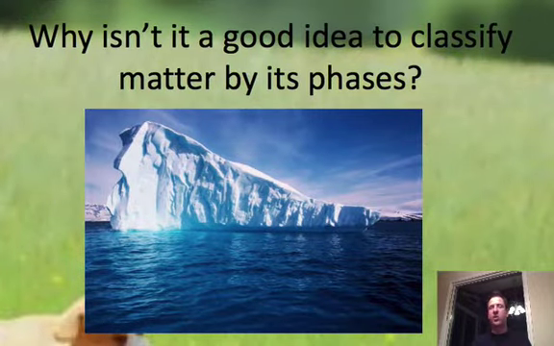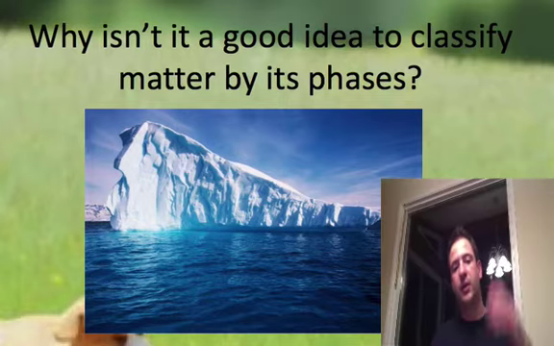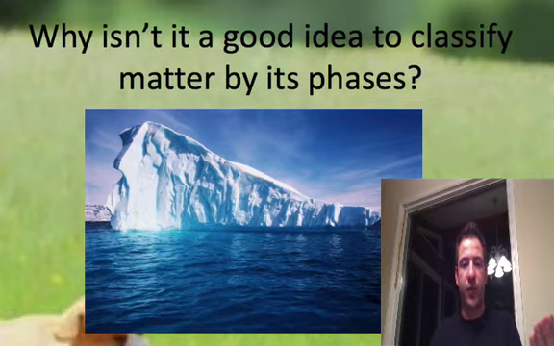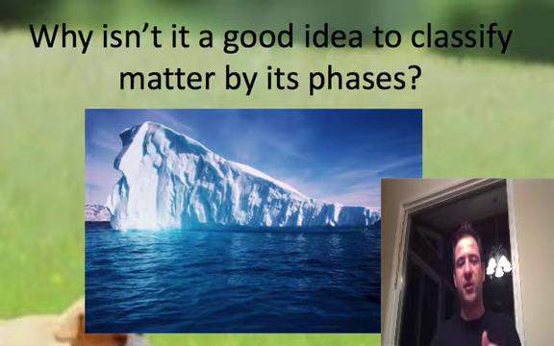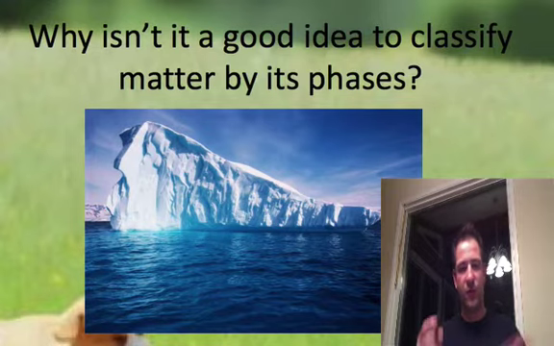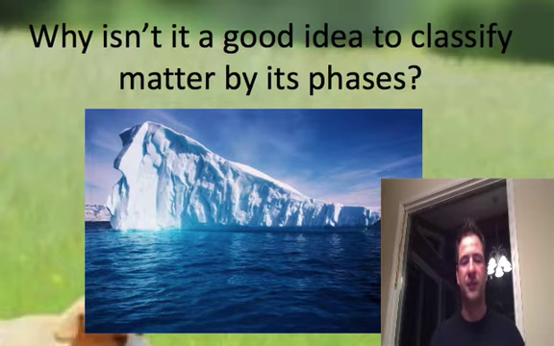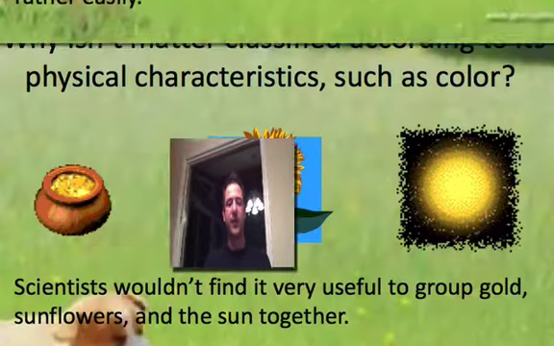So why isn't it a good idea to classify matter by its phases? By phases, I mean whether it's solid, liquid, or gas, and what phase changes it undergoes. Does it sublimate? Does it form condensation, evaporation, freezing, melting? Well, the reason is, take a look at this iceberg. It's ice, water that's frozen, in a solidified form, but you notice it's floating in liquid water, displacing water below. So you have liquid water and ice in different phases, but we can't classify them separately because it's still water. All of it is water, the same composition except for different states. That's why we can't classify it that way.